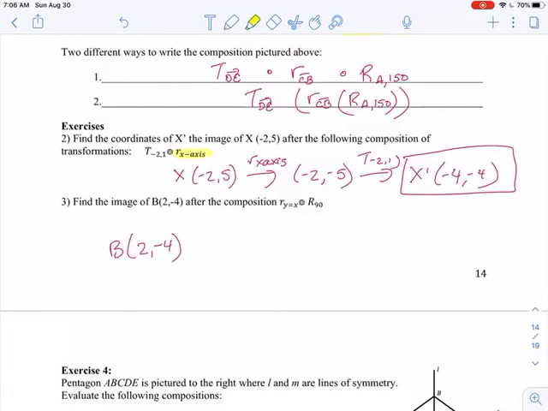B is the point 2, negative 4. And I'm doing this composition. I always start with the thing on the right. So first I'm going to do a rotation of 90. If you need to look up your rules, look up your rules.